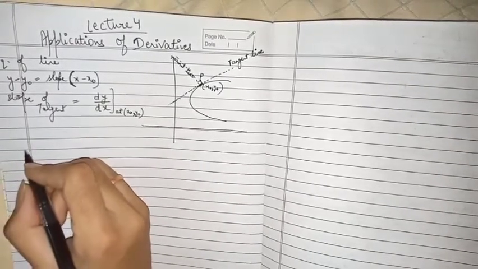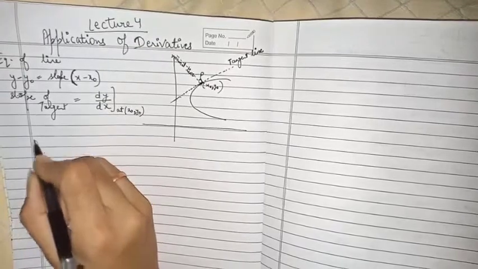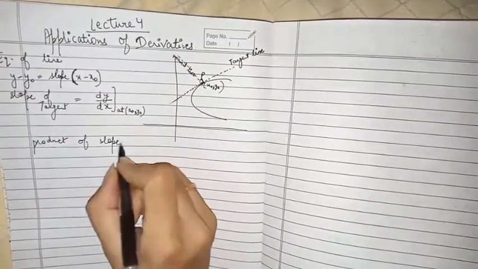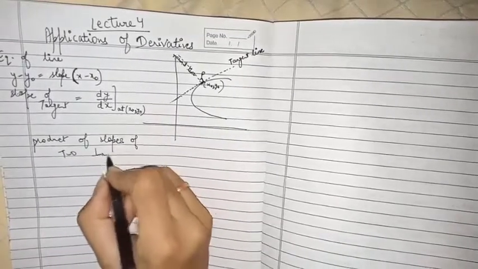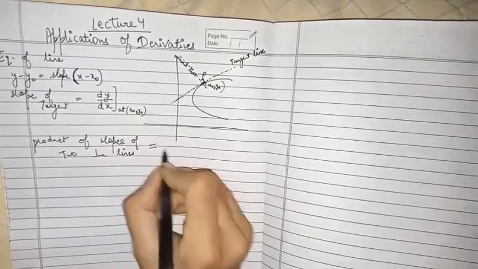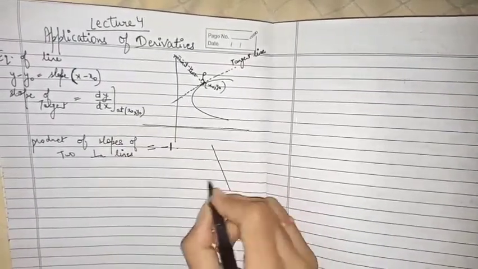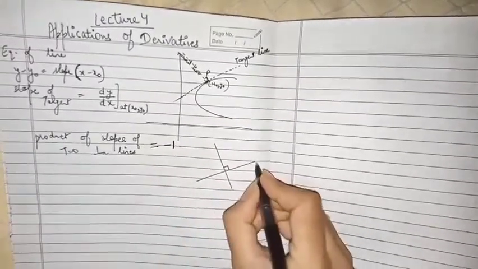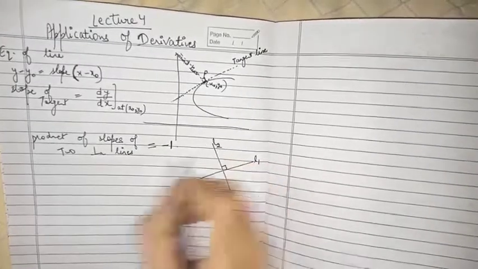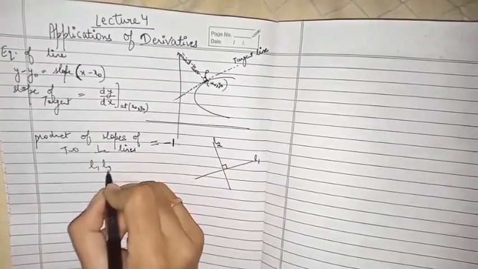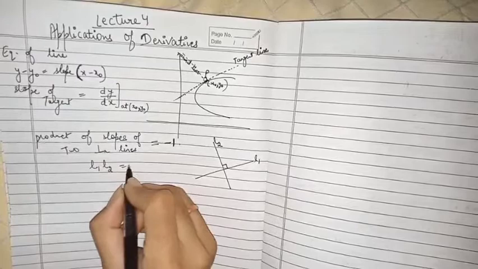The second result is, you better know that the product of slopes of two perpendicular lines is always equal to -1. If there are two lines, that is first line and second line, and these two lines are perpendicular, so you can easily say this is my line 1 L1, this is my line 2 L2. Product of slopes of L1 and L2 will be equal to -1.